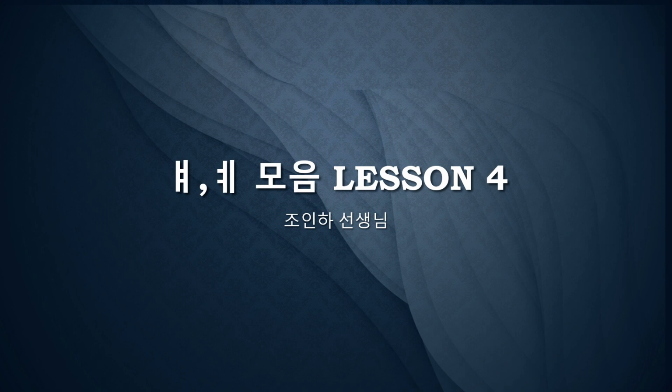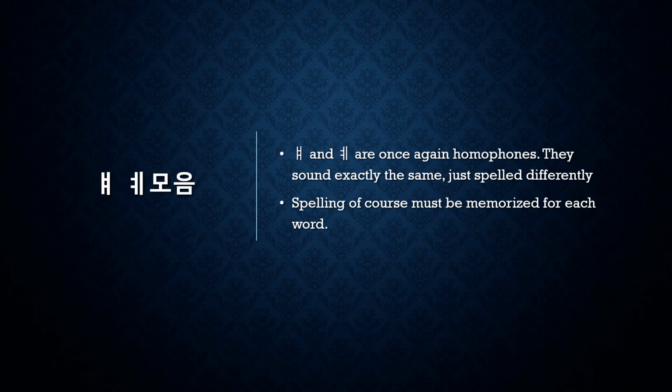Today we are going to be doing 예 and 얘 for lesson 4. So let's get started. 예 and 얘 moms. Once again, 예 and 얘 are homophones. They sound exactly the same, except they're just spelled differently. Spelling, of course, must be memorized as with the other moms for each individual word, which is also a lot of memorization and practice.